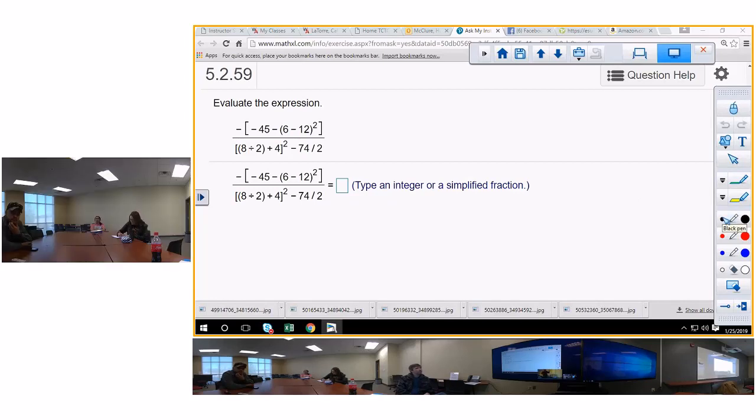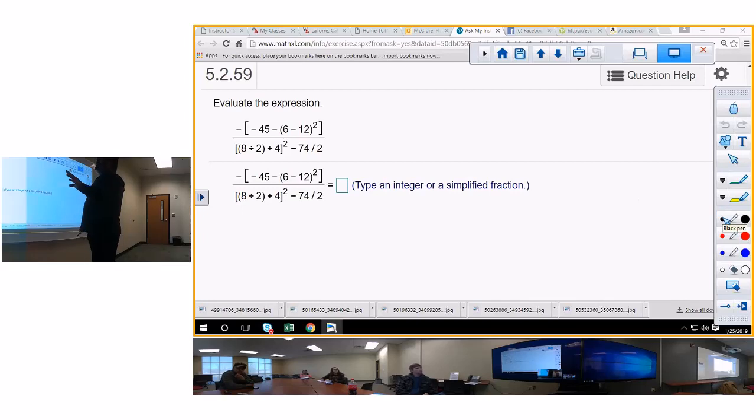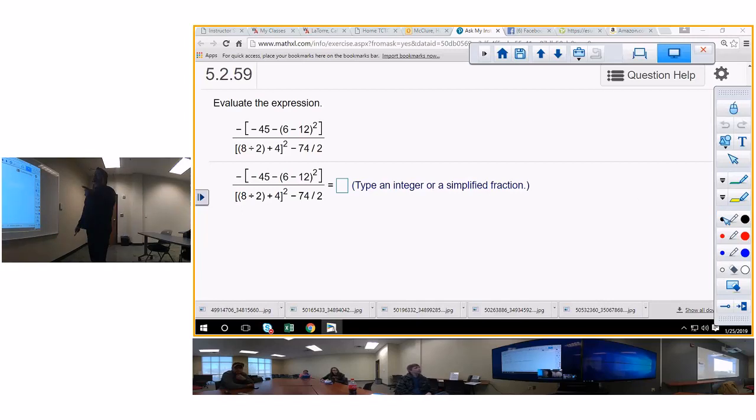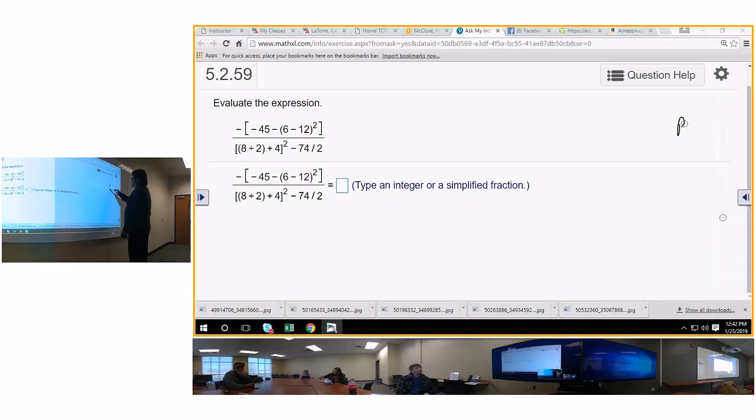Now, here we go. Look here. I'm going to do the top. It doesn't matter which one you do as far as the top and bottom. I'm going to do the top first. First thing I'm going to do is what's in parentheses. Please excuse my dear Aunt Sally.